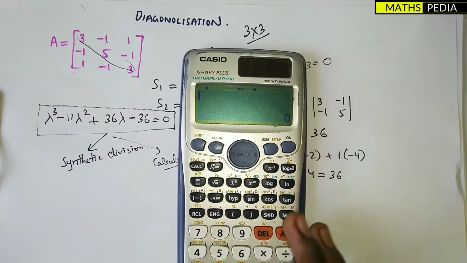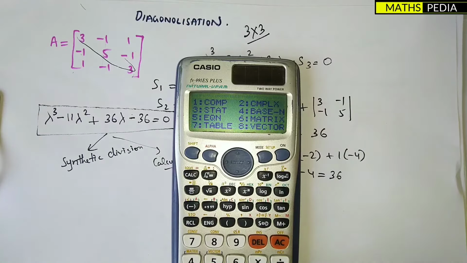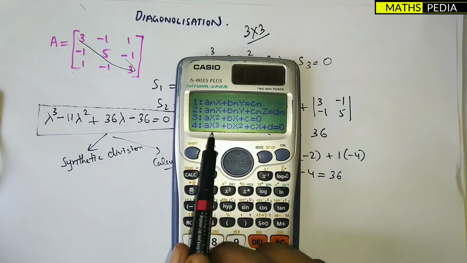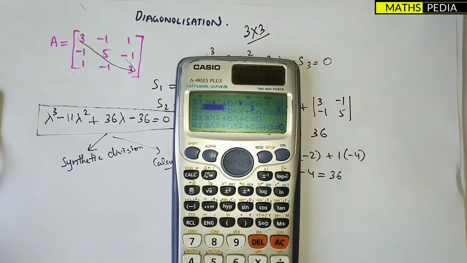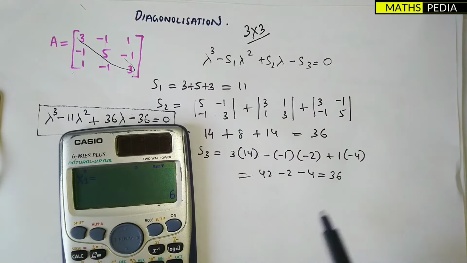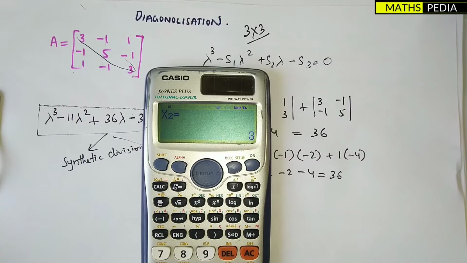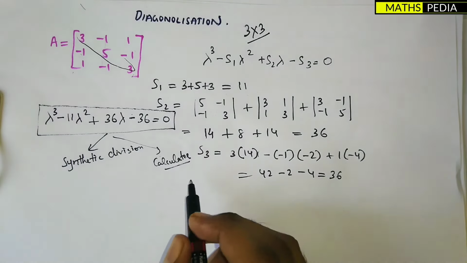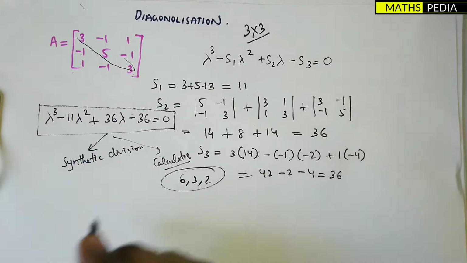Now here what you have to do is press mode, go to equation, because this is an equation, and choose the cubic equation, that is the fourth option. Now you have to give the a value, b value, c value, that means the coefficient of lambda cube and so on. So the coefficients are 1, minus 11, 36 and minus 36. 6 you will get. So what are the values? We'll just check it. 6, 3 and 2. So we got the values. It's simple. 6, 3 and 2 are the eigenvalues.